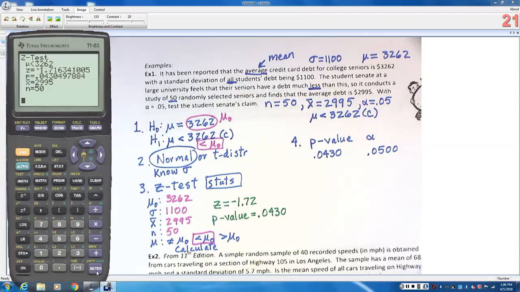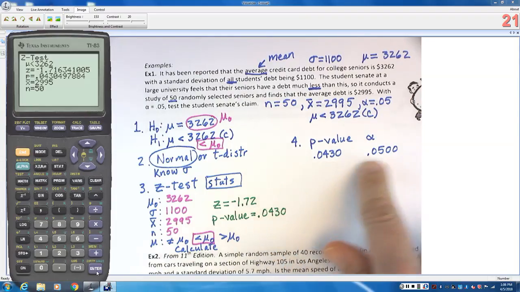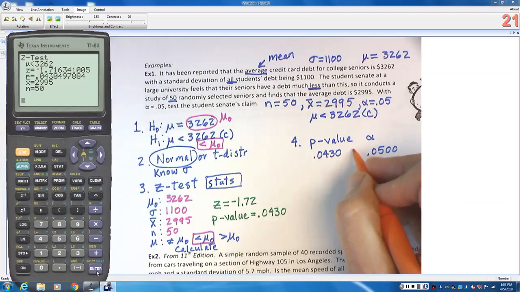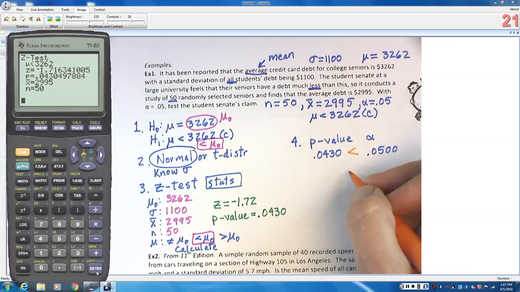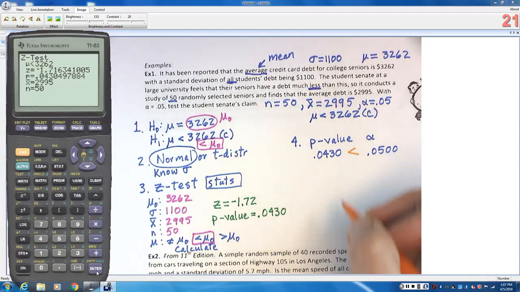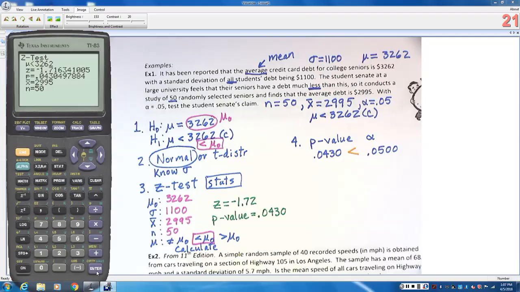is 430 less than 500 or more than 500? Less than. Anytime we get less than, it's statistically significant, and we reject H0. It's unusual.